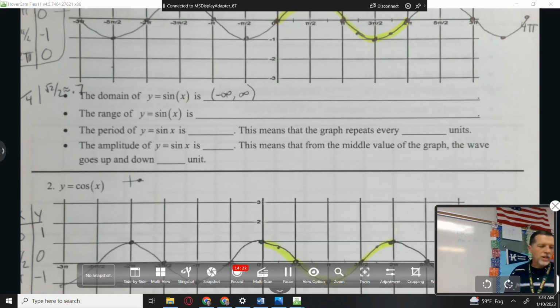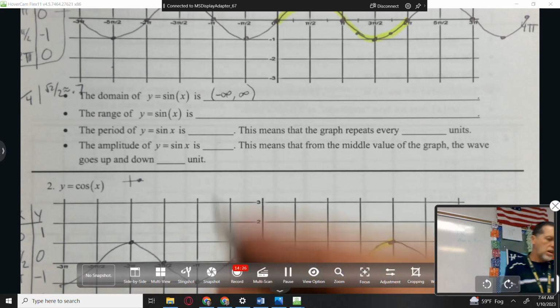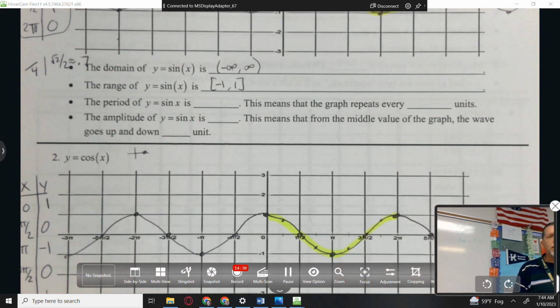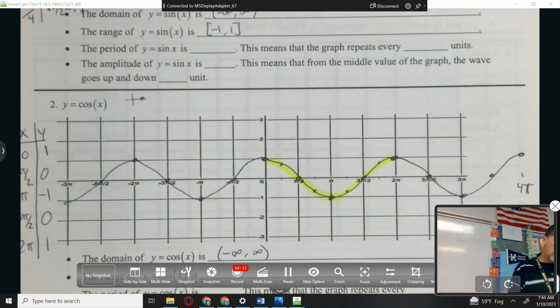What about the range of sine? -1 to 1 with brackets, because we get to -1 and +1. And then it's the same range for cosine, -1 to 1.